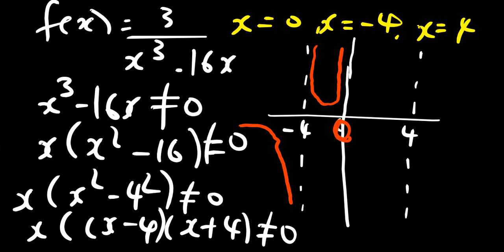Then even on the other end, this area shouldn't touch your 4, and it goes like that, and it shouldn't touch your 0. When you come to the other side, it shouldn't touch your 4, but it's going to your horizontal asymptote like that. So that's what we're talking about.